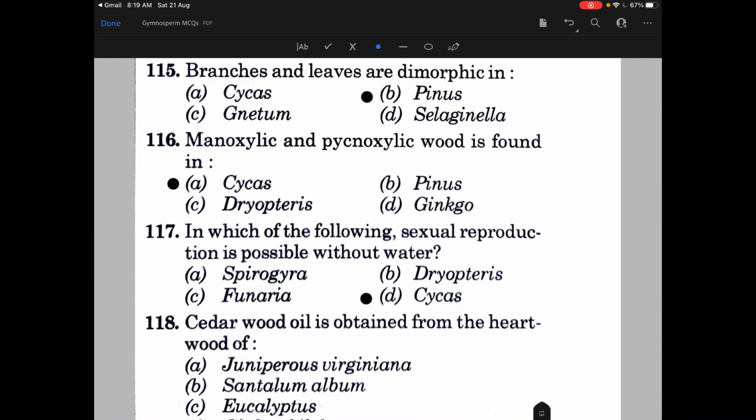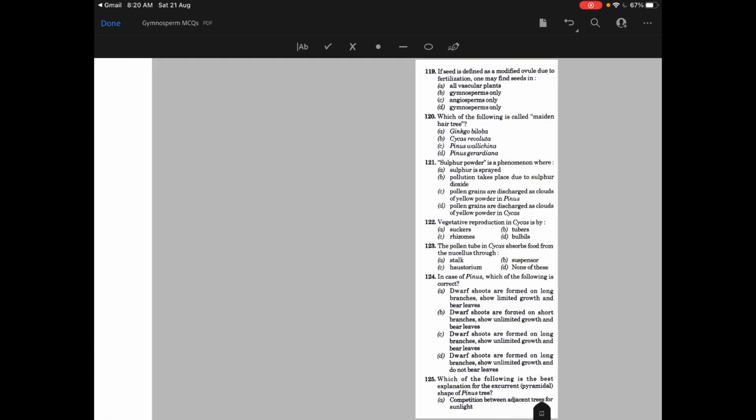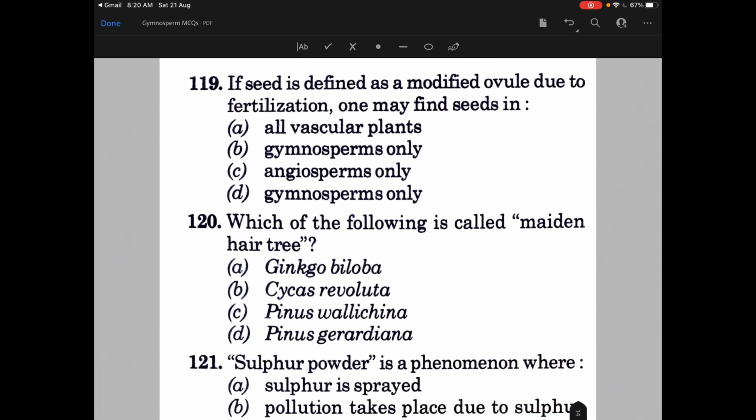Next, cedar wood oil is obtained from the heartwood of dash? And the answer is A, that is Juniperus virginiana. Okay. Next, if a seed is defined as a modified ovule due to fertilization, one may find seeds in dash? And the answer is D, that is gymnosperms only.